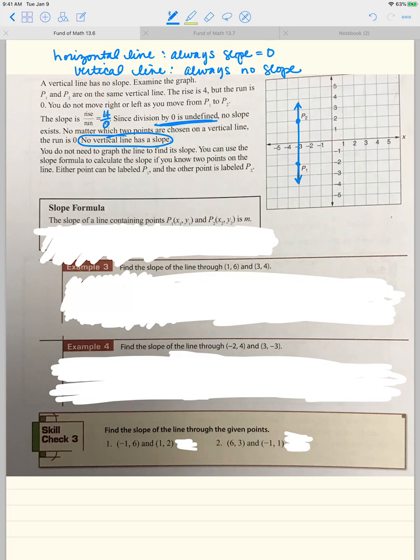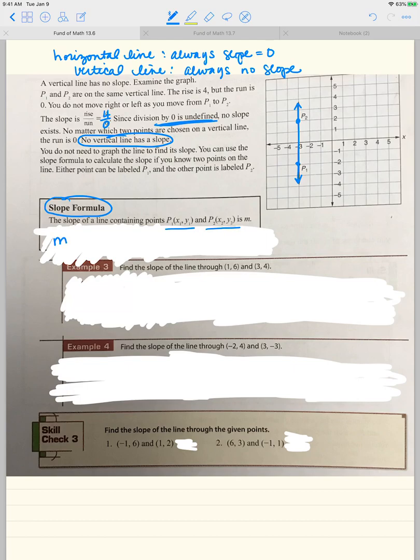You can use the slope formula to calculate the slope if you know any 2 points on the line. Either point can be labeled P1 and the other point is labeled P2. So we're going to learn a formula. The slope of a line containing points P1, x1, y1, and P2, x2, y2 is m. Okay? And here is the formula.